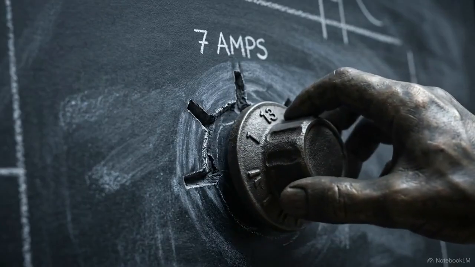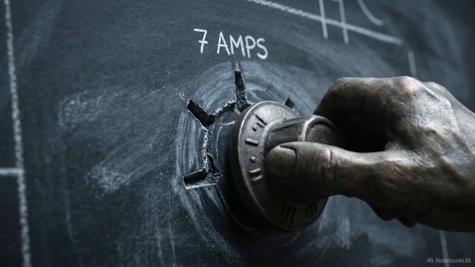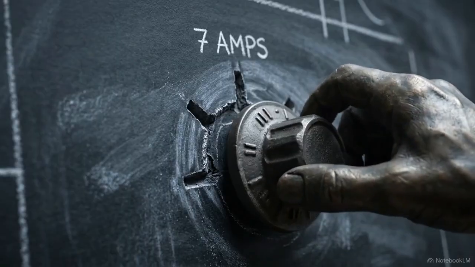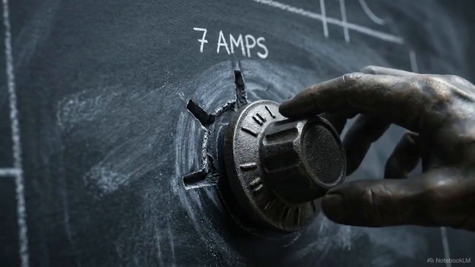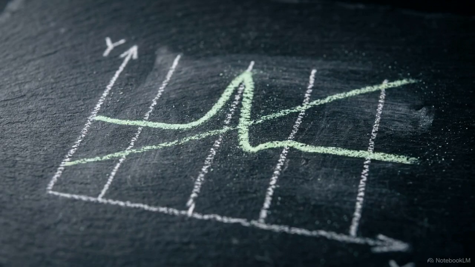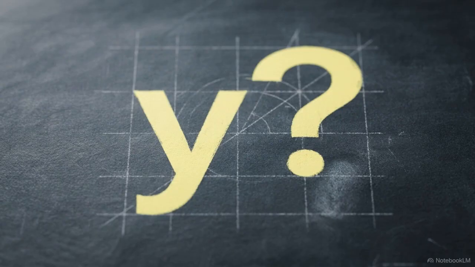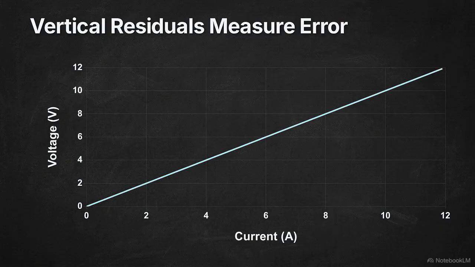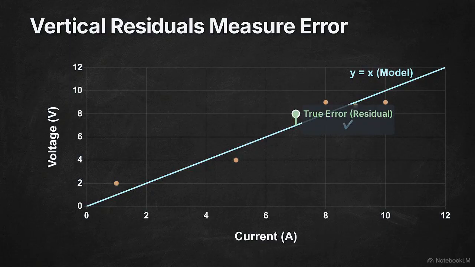In reality, our independent variable is fixed. We inputted exactly 7 amperes of current into the circuit, not 7.5. The only uncertainty in our experiment is the output voltage along the y-axis. The correct statistical question to ask is, for this exact unchangeable input of x equals 7, how far off was our predicted y? Measuring perfectly parallel to the y-axis, we drop straight down from our observed (7, 8) point to the prediction at (7, 7). This vertical distance is the true error, or residual.